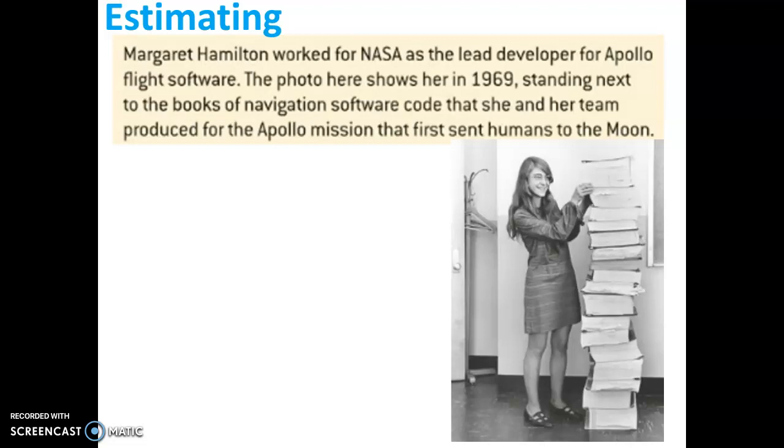Here we have a photo of Margaret Hamilton, who worked for NASA as the lead developer for the Apollo flight software. The photo shows her in 1969 standing next to the books of navigation software code that she and her team produced for the Apollo mission that first sent humans to the moon. Look at that giant stack of books.